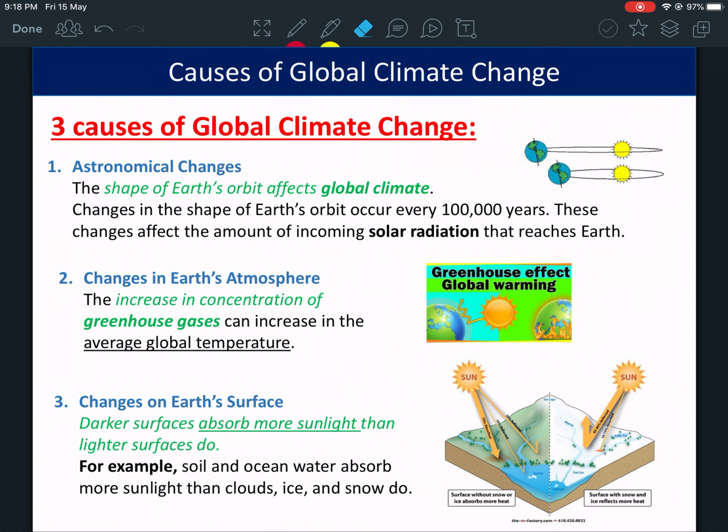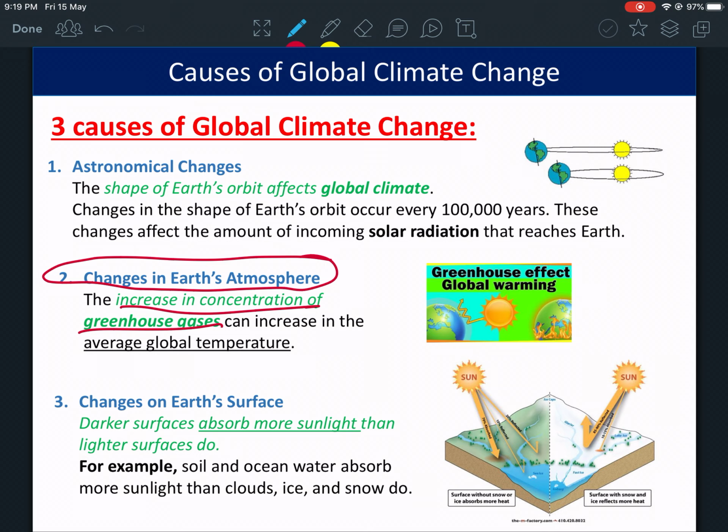We said that the first cause of climate change that we talked about was the change in the Earth's atmosphere. Okay? So the Earth's atmosphere change means the increase in the concentration of the greenhouse gases. The greenhouse gases that are emitted can increase the global temperature, which causes climate change. So that's the first thing we talked about yesterday. But there are two other reasons.